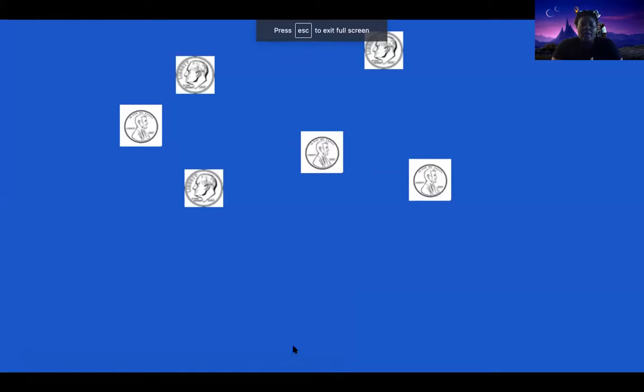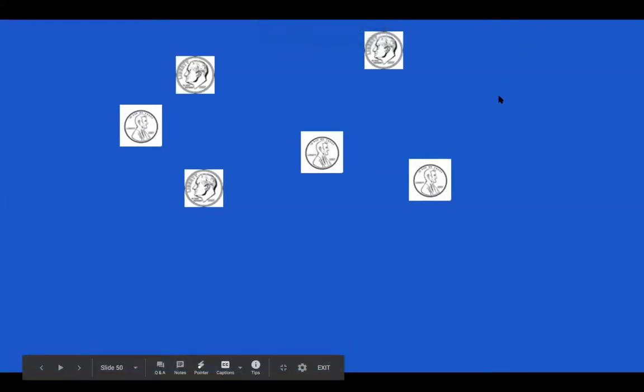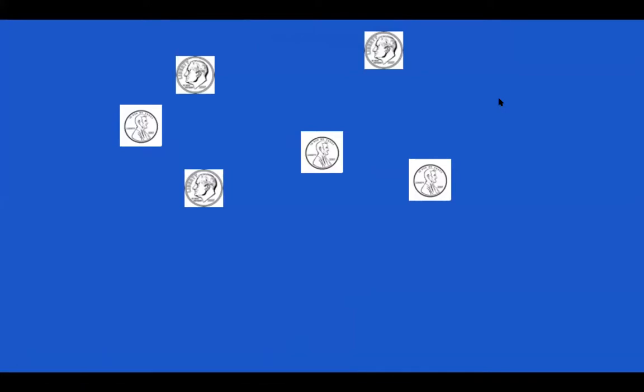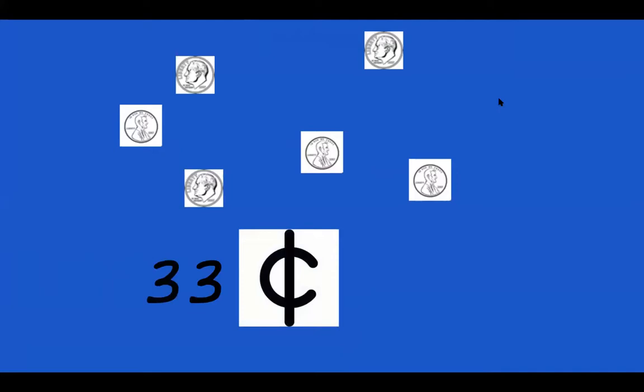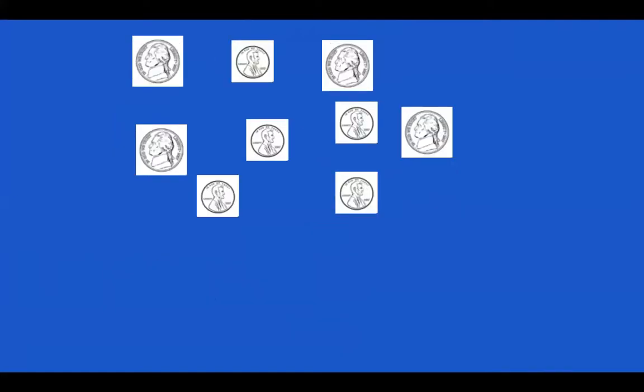Look at the coins. This time the coins are scattered. They're not in order according to their value. If you were thinking 33 cents, kiss your brain. Woo! Because there's 3 dimes and 3 pennies. What's the amount? Make sure you're looking closely.